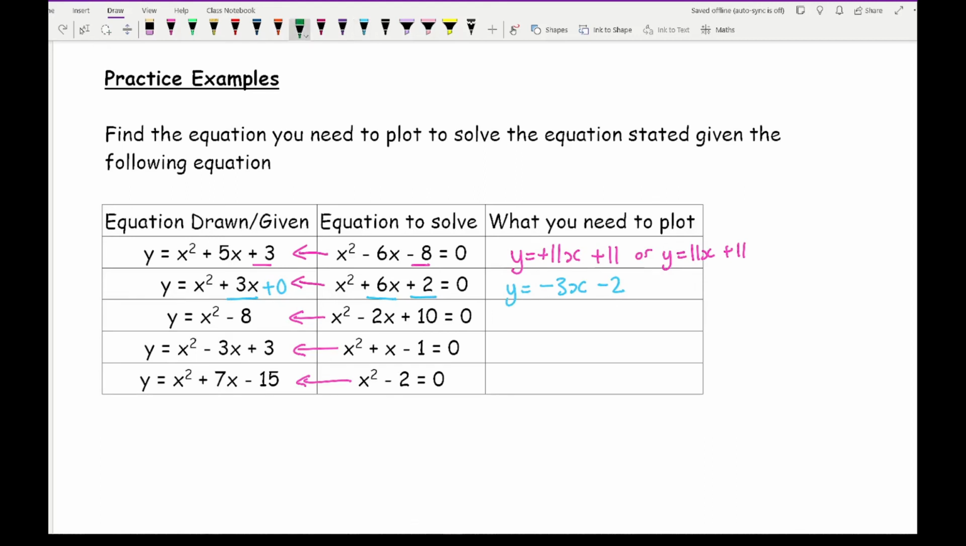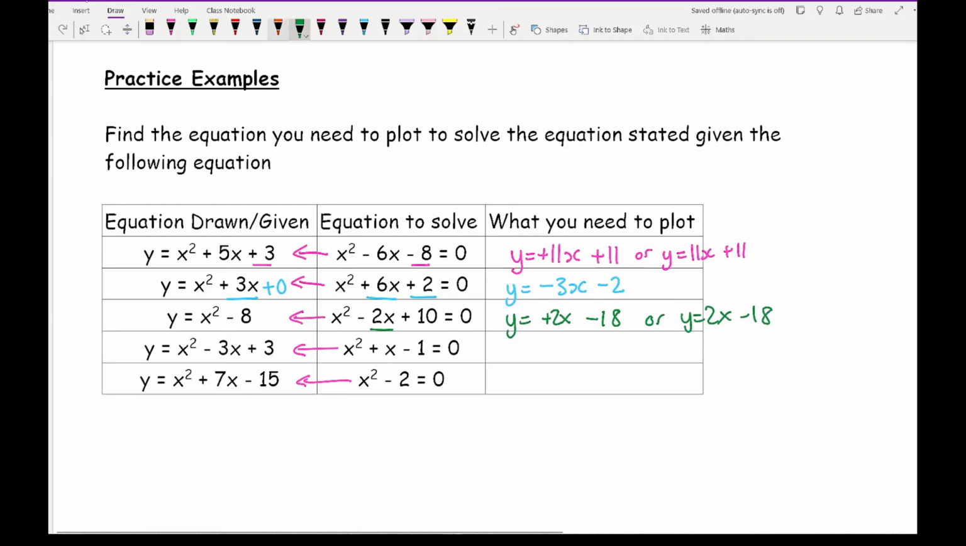For the third question, again, looking at the x squareds, that's fine. So I want to go from minus 2x to no x's. Let me just rewrite that. So I need to add 2 x's to that, so plus 2x. And I want to go from 10 to minus 8, so I need to take away 18. Then the equation I need to plot is y equals 2x minus 18.